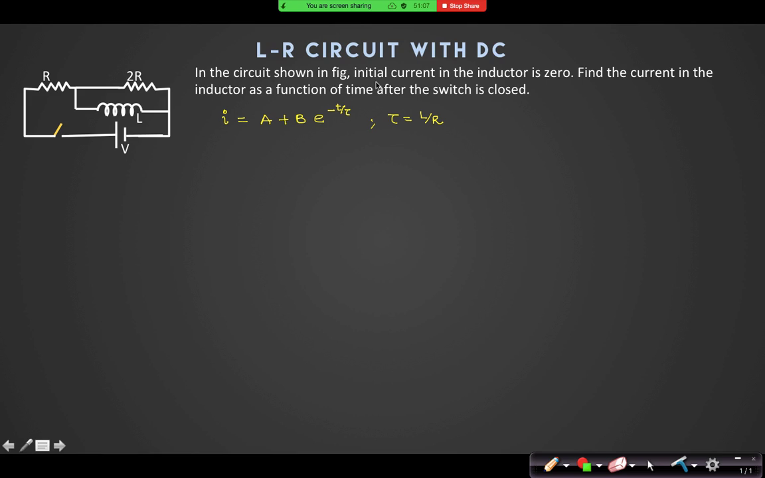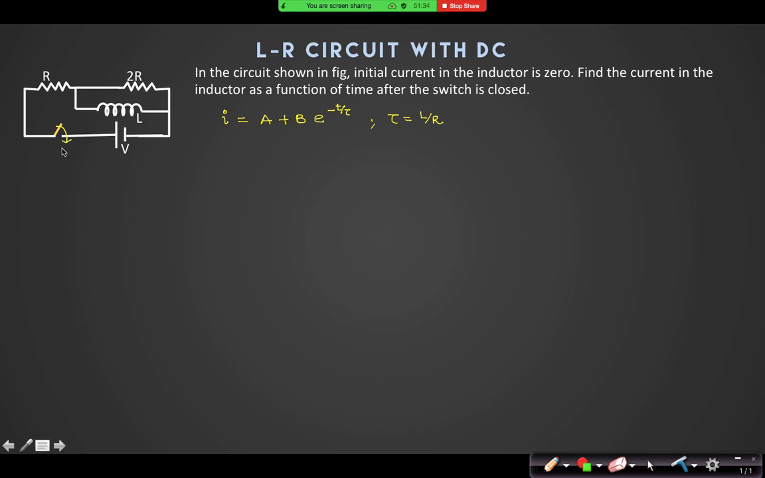In the circuit shown, what was there in place of I? Yes, in the capacitor it was Q, here I am doing it with current. In the circuit shown, the initial current in the inductor is 0. Find the current in the inductor as a function of time after the switch is closed. A very simple question.